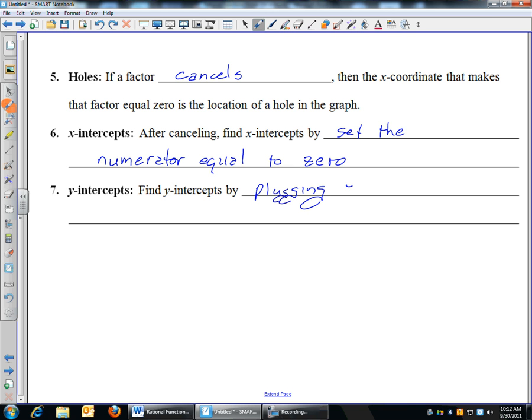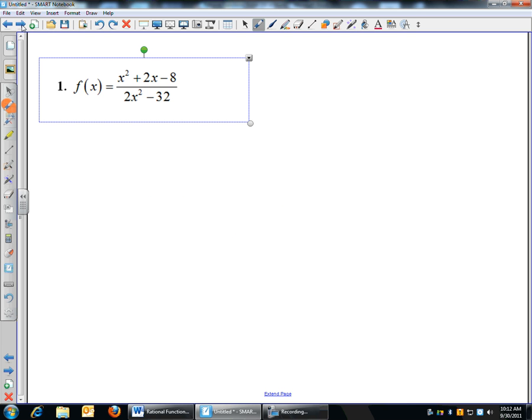I'm plugging 0 in for x and solving for y. So x-intercepts and y-intercepts are pretty much the same, except for x-intercepts you only have to worry about the numerator. I think that was it for the characteristics. Okay, I want to do a couple of quick problems.